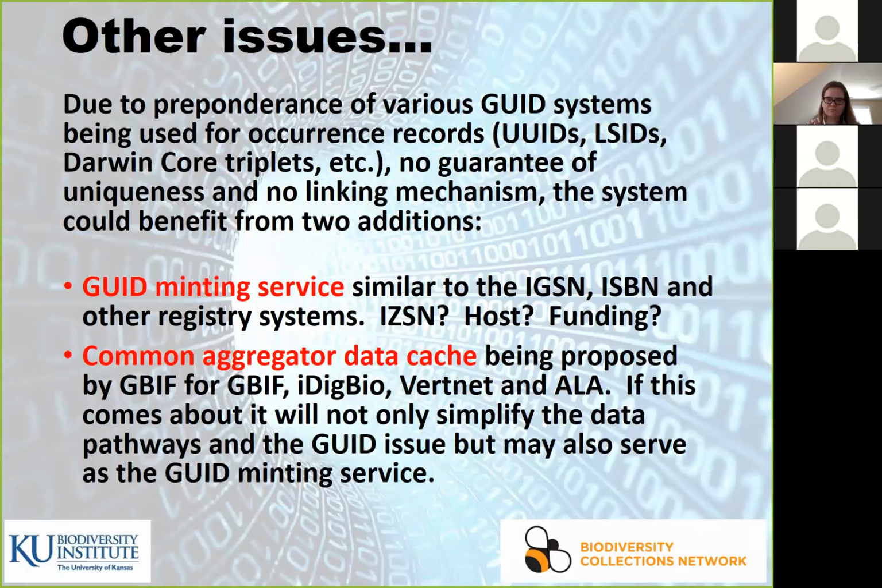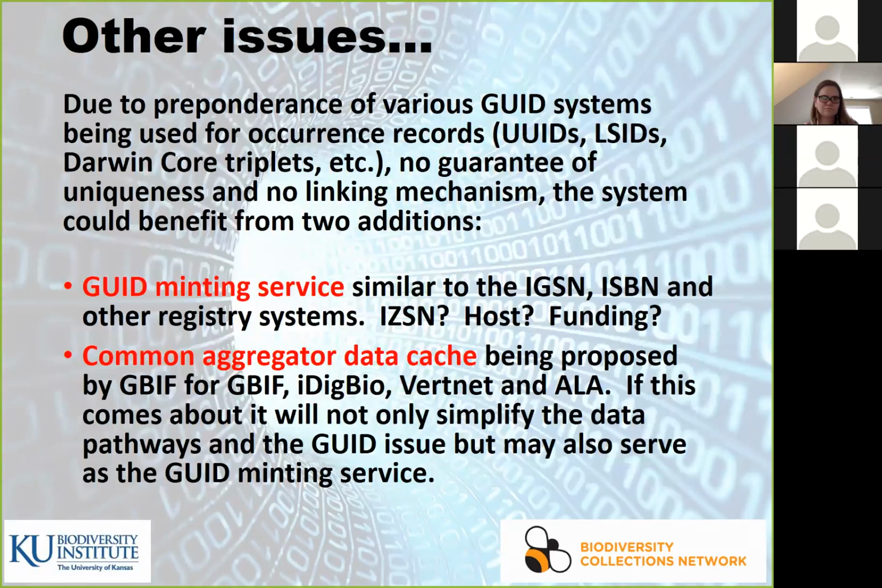So there are a couple of other issues associated with this system. Obviously, due to the preponderance of the various GUID systems that are being used in occurrence records, if you go into the aggregators, you'll notice that there are some people using UUIDs, some people using LSIDs, some people using Darwin Core triplets. No matter how much people tell you that it's fairly certain that they are unique, there is no guarantee of that uniqueness. And so there is the off chance that there may be two records that have the same GUID associated with them. And there is no linking mechanism of being able to link all these things together.